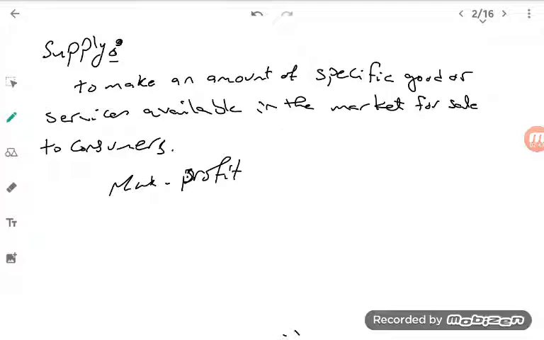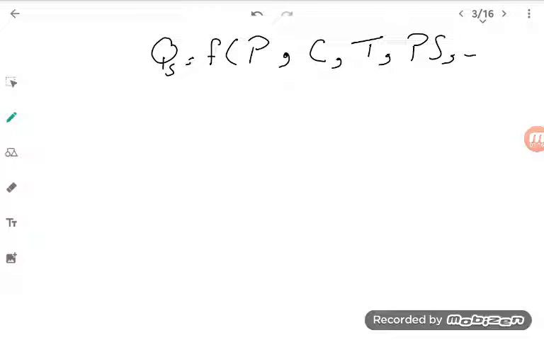Just like demand, supply has a function, and as we said before, there is the supply law, which states that there is a positive relationship between price and the quantity supplied, and there are a number of other factors that affect supply. So we can write the supply function as QS is a function of P, C, T, PS, and others.